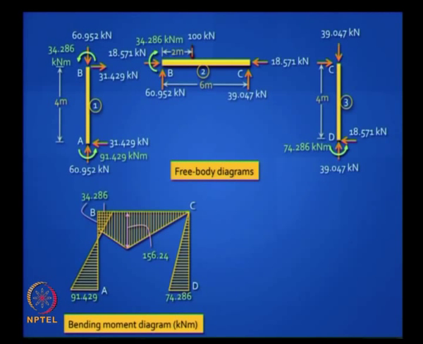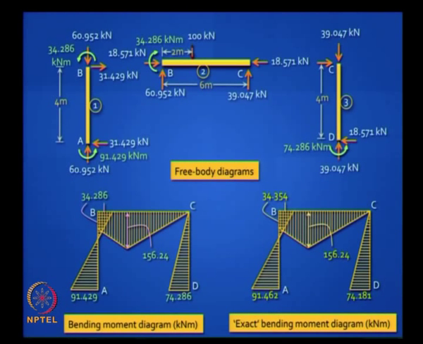Draw the free body diagrams. Bending moment diagram, final comparison, some minor error but certainly no major error. Is it clear? So with this we have covered reduced element stiffness method as applied to frames. Clear? Thank you.